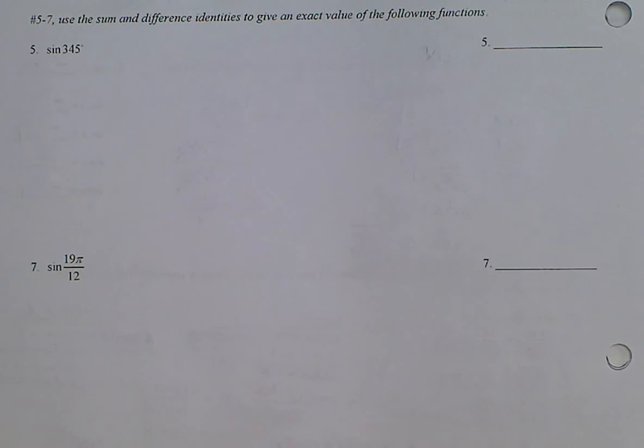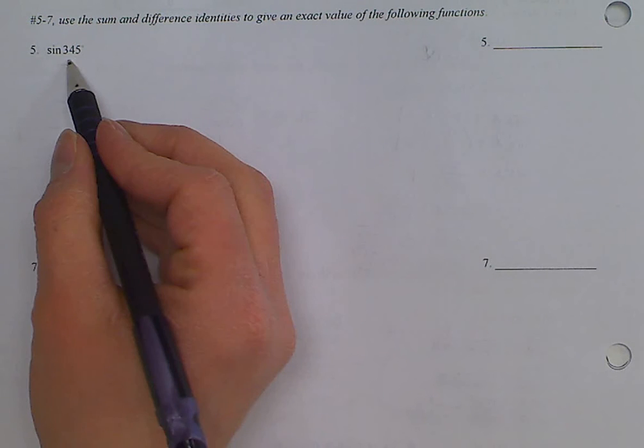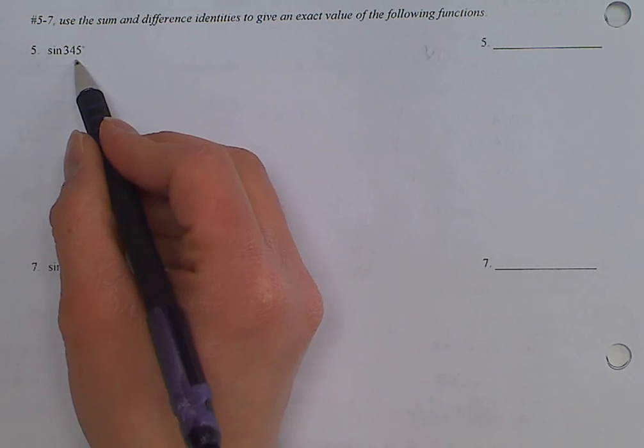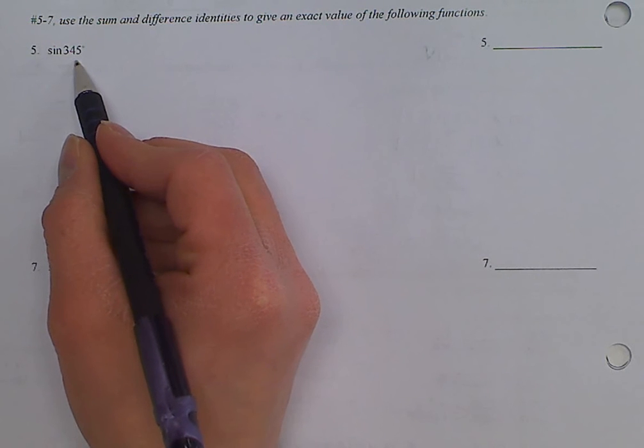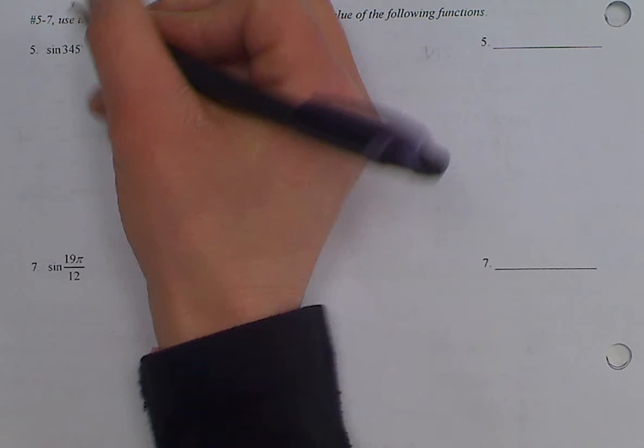Problems 5 through 8 ask you to use the sum and difference identities for the sine or cosine. Now this one is the sine, and what we're looking for are angles that add or subtract to be 345 and have reference angles of 30, 60, or 45. I see a 45 in here.